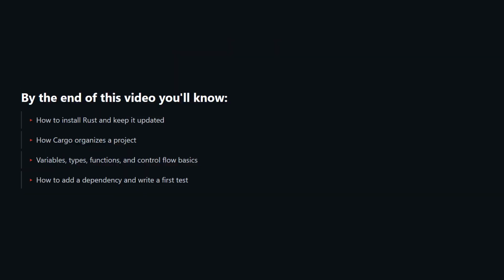In this video, we're covering getting started with Rust. Install it, create a project, write a program, and understand the tooling from day one. By the end, you'll know how to install Rust and keep it updated, how Cargo organizes a project, variables, types, functions, and control flow basics, and how to add a dependency and write a first test.